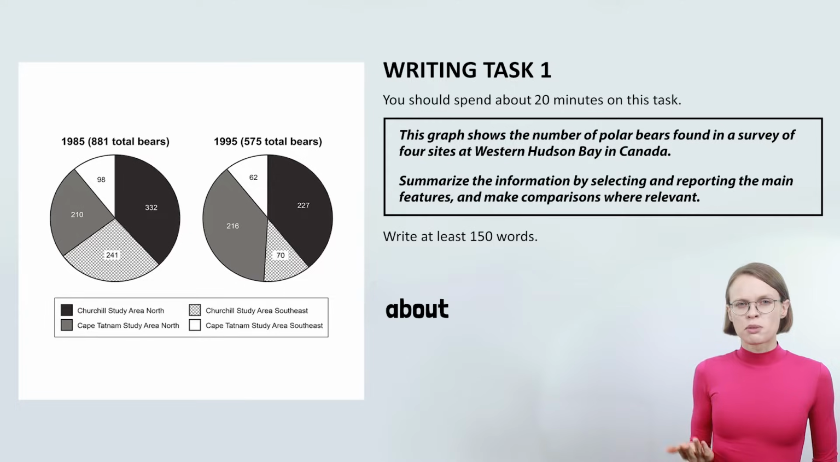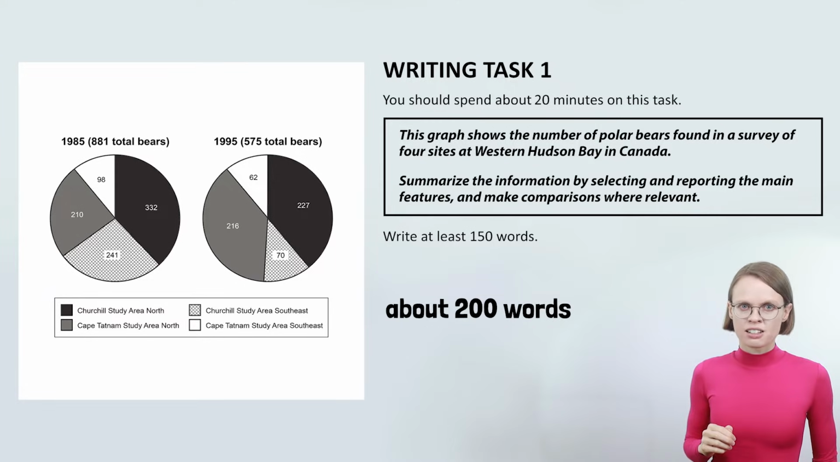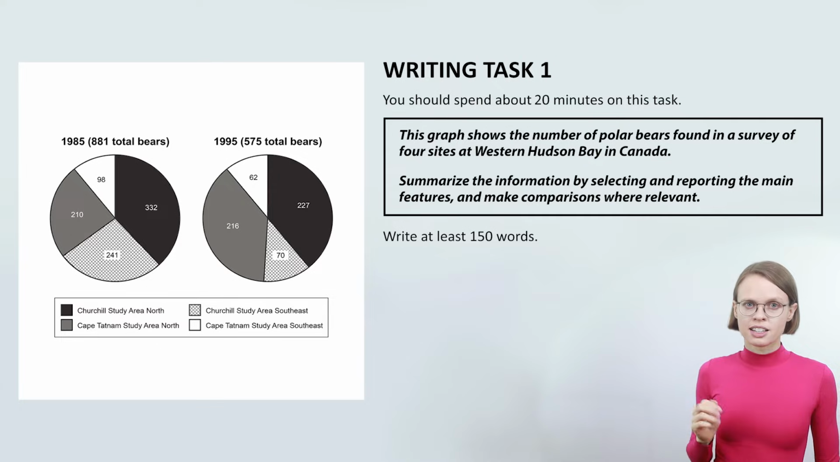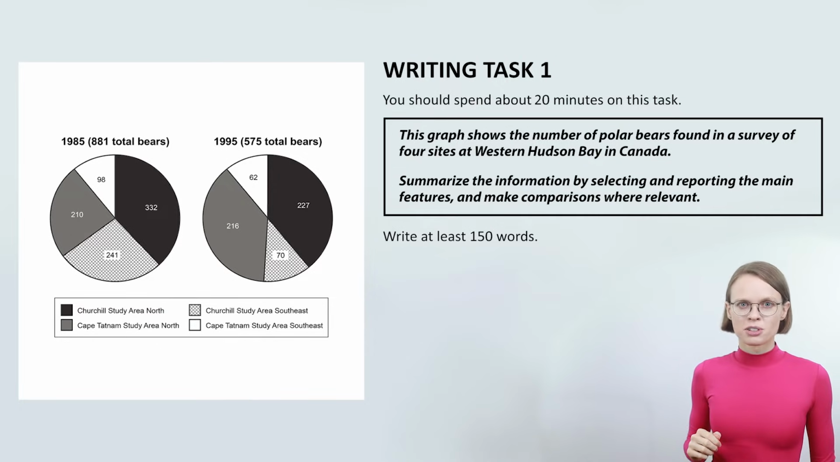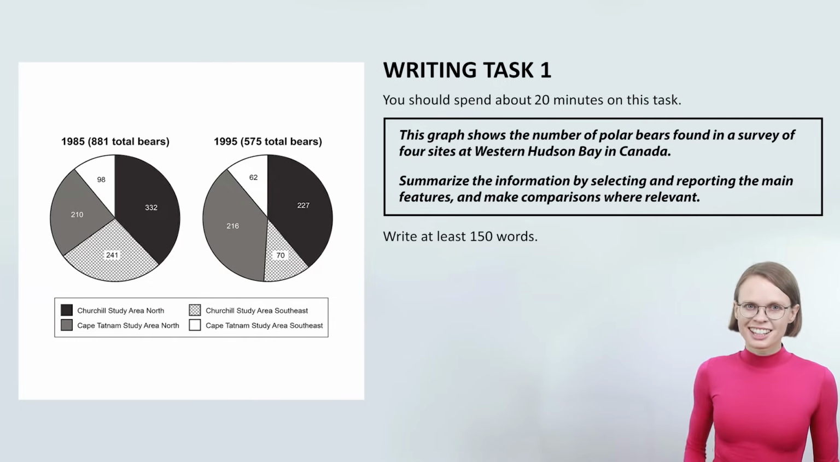I try to write about 200 words for IELTS Writing Task 1. That's enough to make a short and clear summary. In addition, I then have more time for Task 2, which is great.